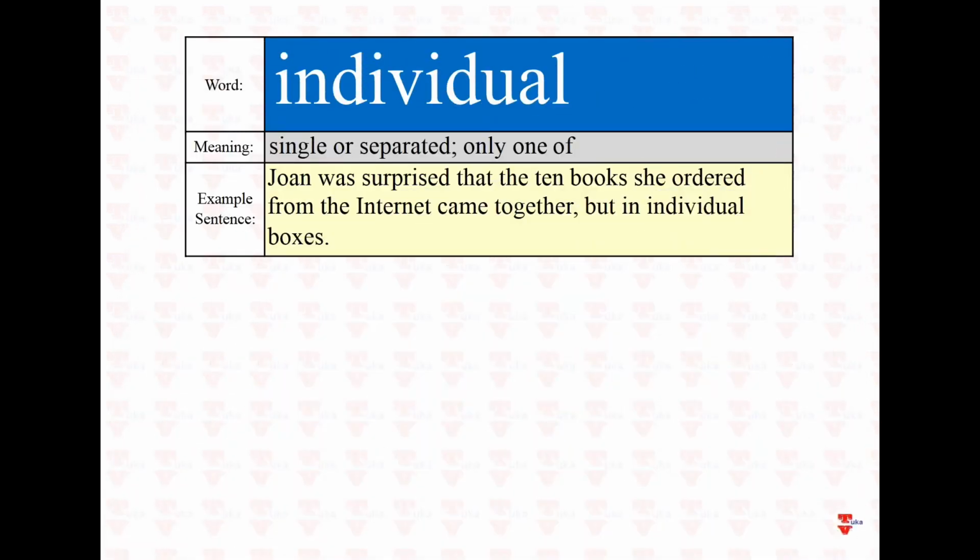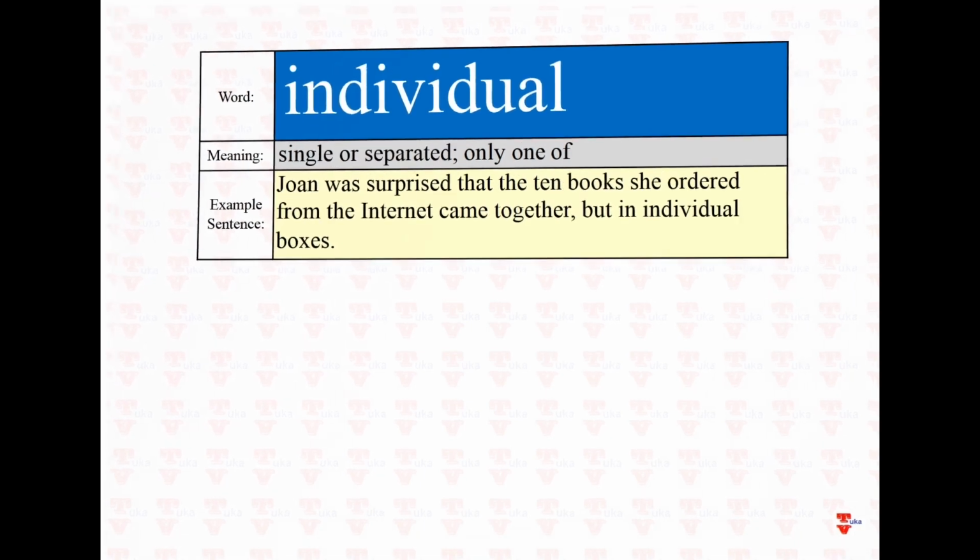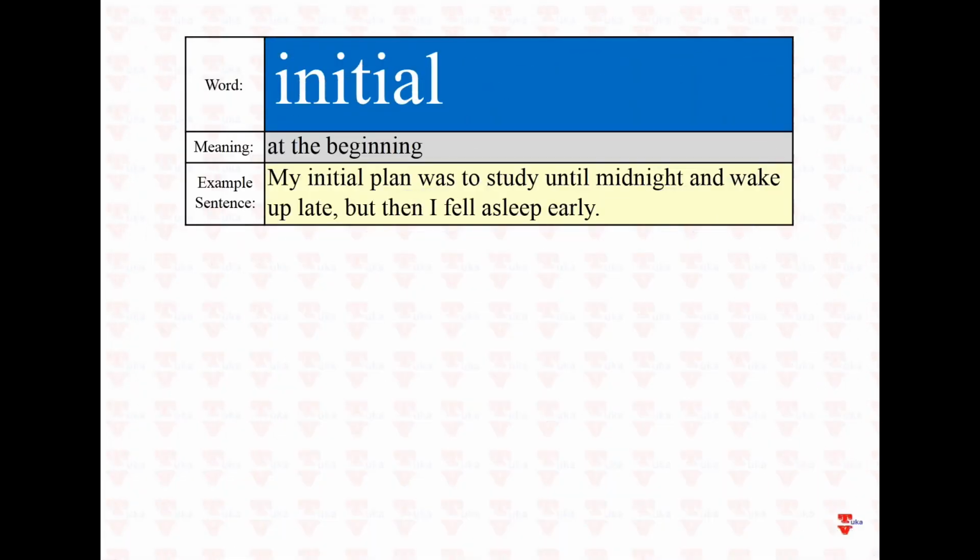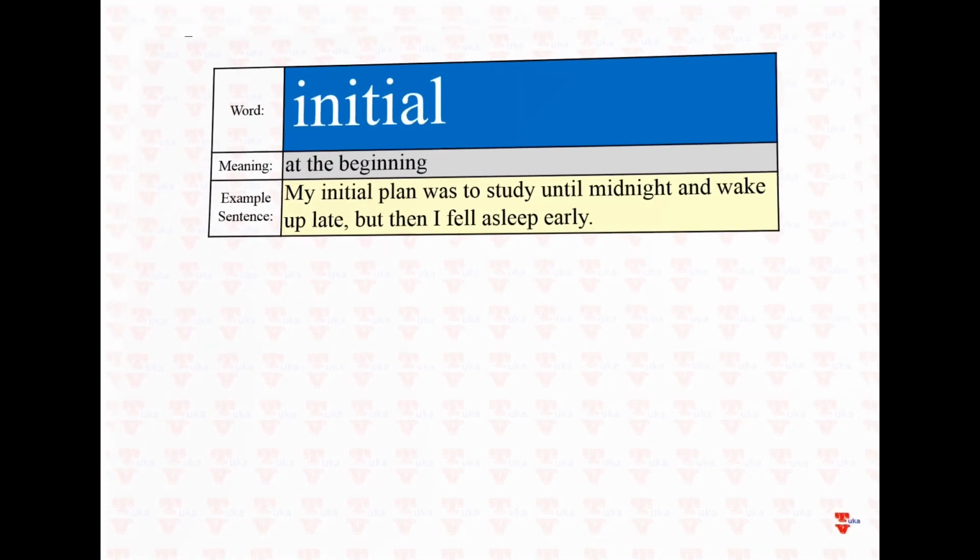Individual. Single or separated, only one of. Joan was surprised that the 10 books she ordered from the internet came together, but in individual boxes. Initial. At the beginning. My initial plan was to study until midnight and wake up late, but then I fell asleep early.